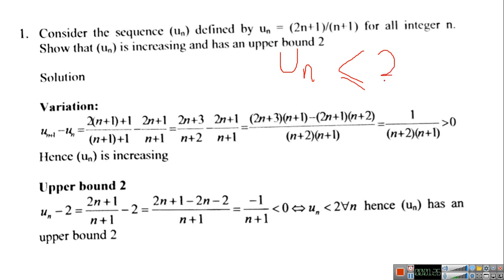This is the upper bound. So all the terms of the sequence are less than this term. In other words, I want to show that un minus 2 must be less than 0. So we do it directly. Un is 2n plus 1 over n plus 1, minus 2. Same denominator, minus 2n minus 2, as you can see. Negative over positive is less than 0. So in this case, 2 is an upper bound. So we have proved number 1.